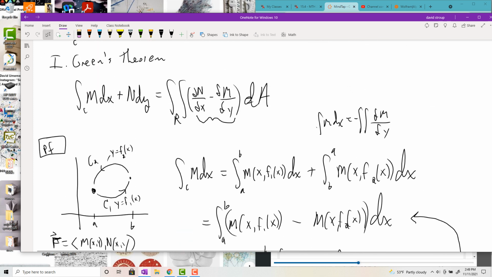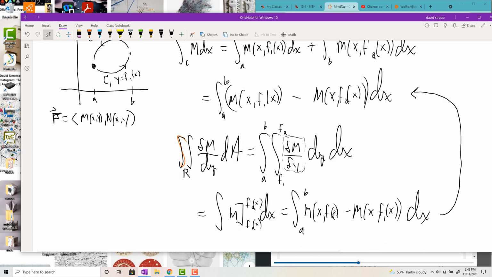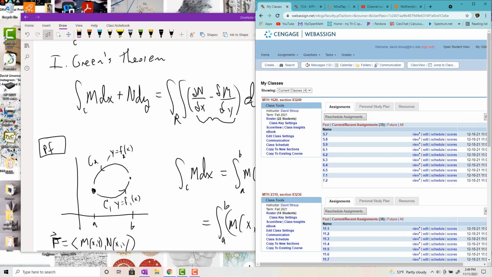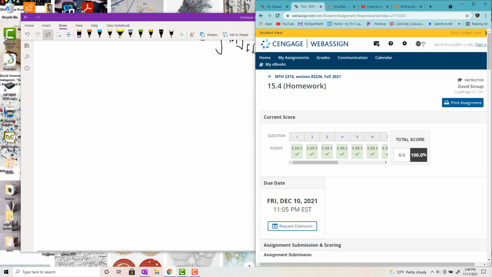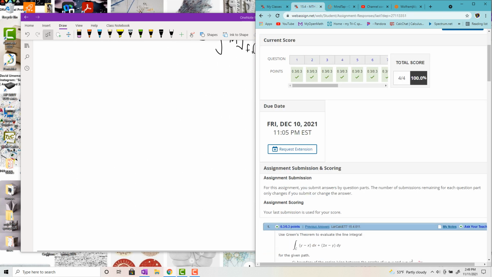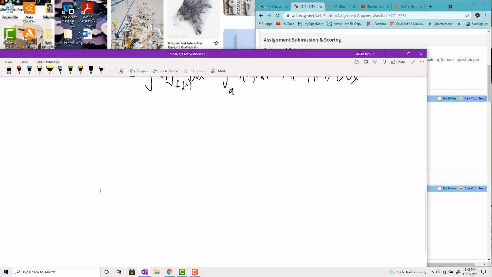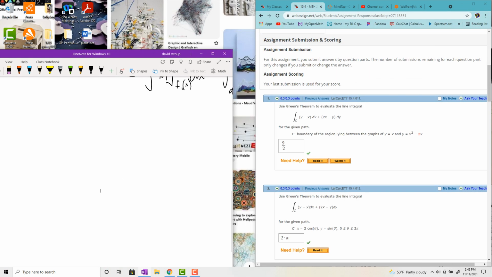Anyways, long story short, you do the same thing with the other portion, the N dy and the partial of N with respect to x, and show that those are the same, and it all works out. So yes, it works. It's a crazy thing that you can get basically the same information by looking at the curve as you can from looking at the area. Okay, so in the beginning, you're basically just applying the formula.